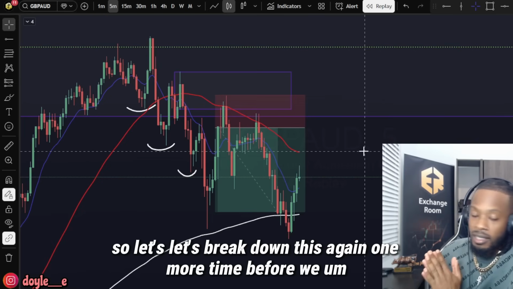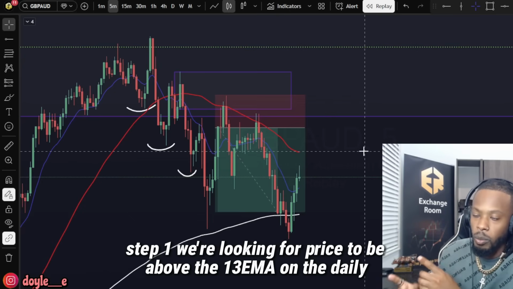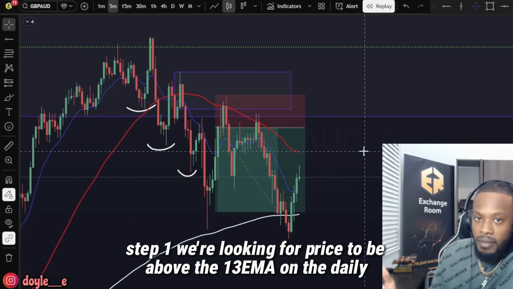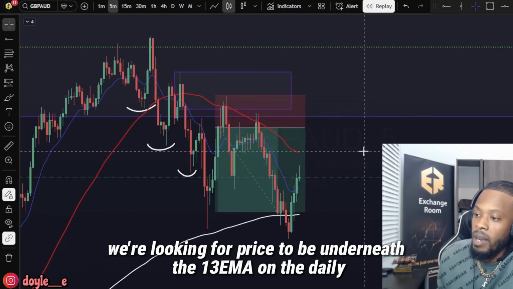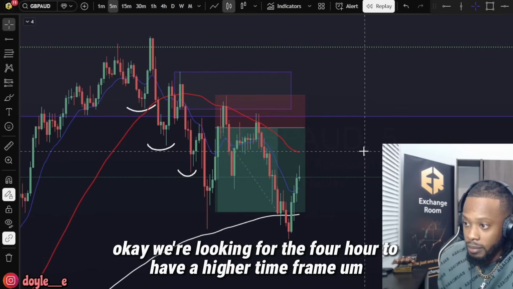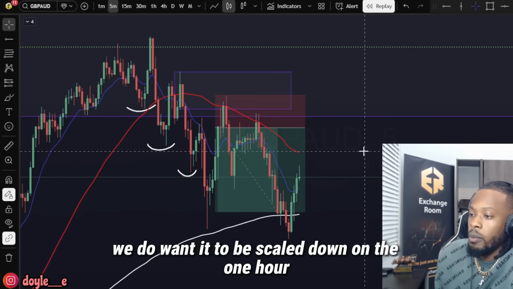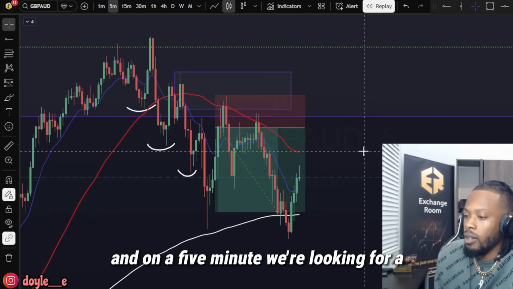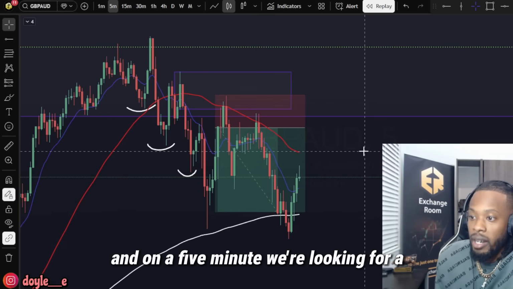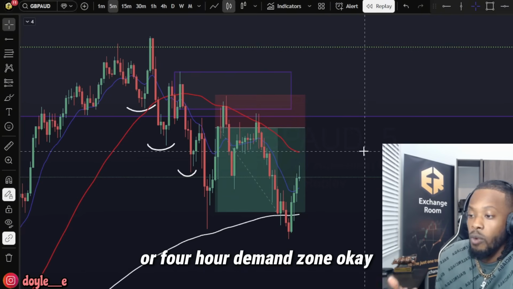So let's break this down again one more time before we end this video. Step one, we're looking for price to be above the 13 MA on the daily for buys, or for sells, we're looking for price to be underneath the 13 MA on the daily. Okay, we're looking for the 4 hour to have a higher time frame supply and demand zone. On the 4 hour, we do want it to be scaled down on the 1 hour, but if it doesn't, that's fine too. And on a 5 minute, we're looking for a breaker structure going in the same direction as that 4 hour supply zone or 4 hour demand zone.